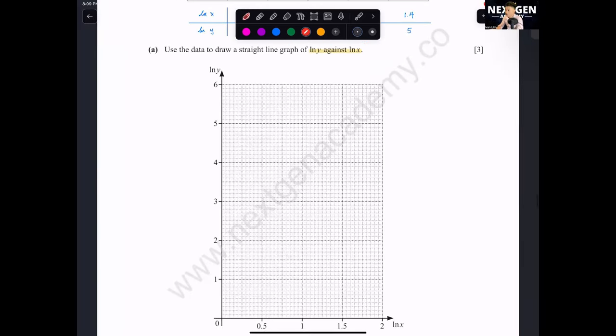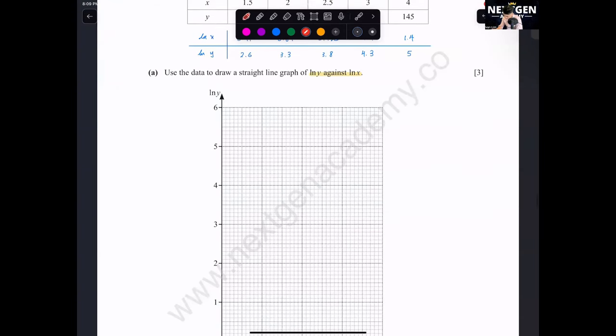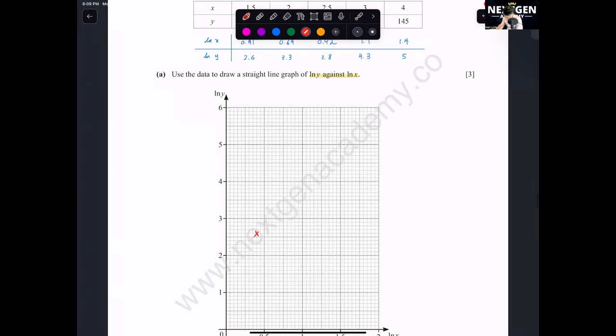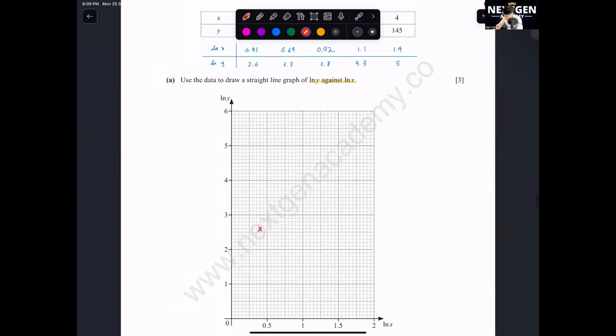So here is 0.41. Let's see other points. 0.4, 1, 2.6. Then next point, 0.69. So about 0.7, 3.3. About here. Is that 0.7? No, this is 0.75. So about here, actually. Just double check it when you plot the points out.